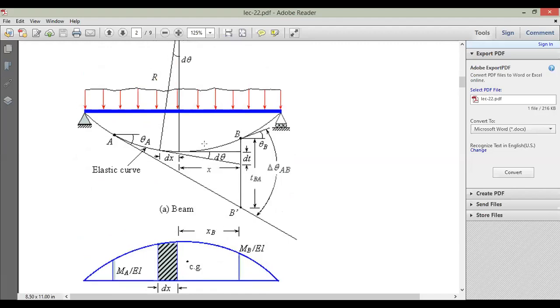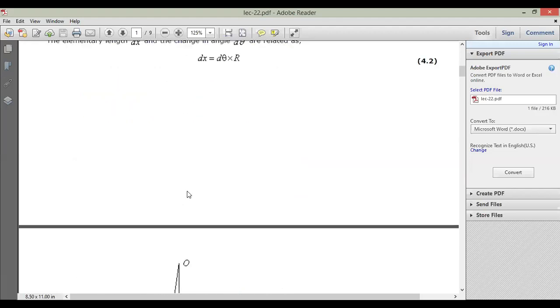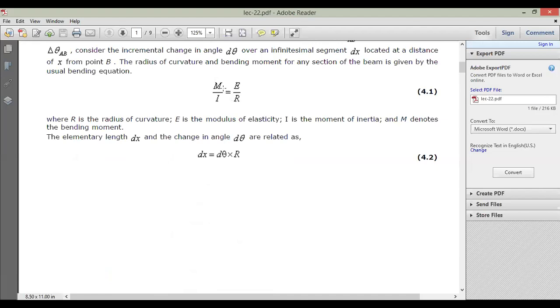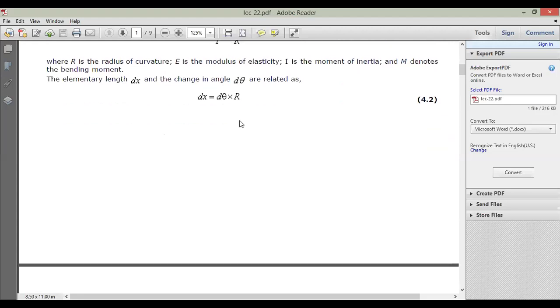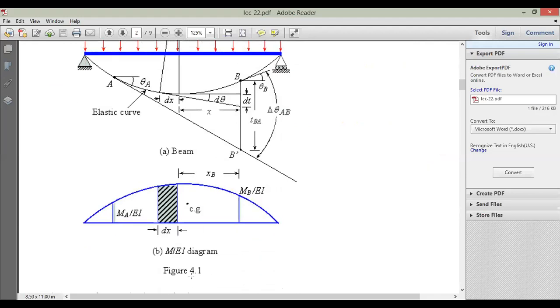So in case of sagging, we have this beam coming downwards. The convex side, or the belly of this beam, is acting downwards, and so we draw a graph called M by EI. Since we are studying the bending equation M by I equals E by R, we can draw a graph, a curve representing M by EI.